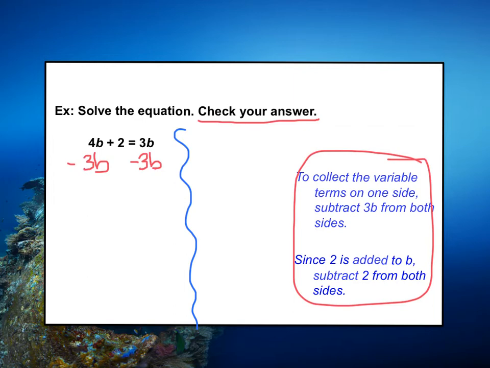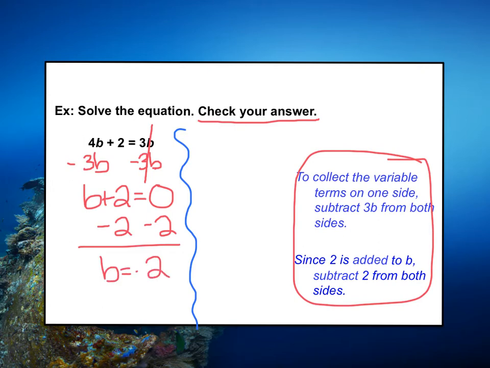So 4b minus b is 3b plus 2 equals, well, 3b minus 3b is 0. So I'll put a 0 there. It's like a placeholder. I'll subtract 2 from both sides. And 0 minus 2 is negative 2. So b equals negative 2.